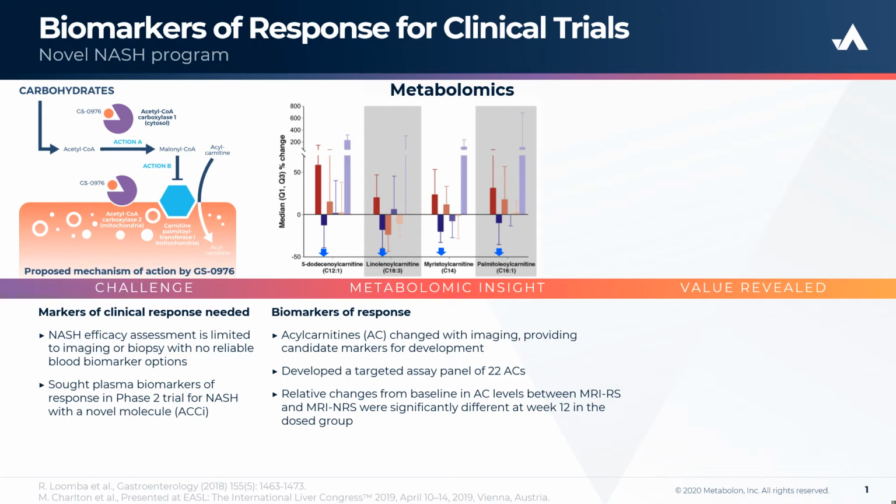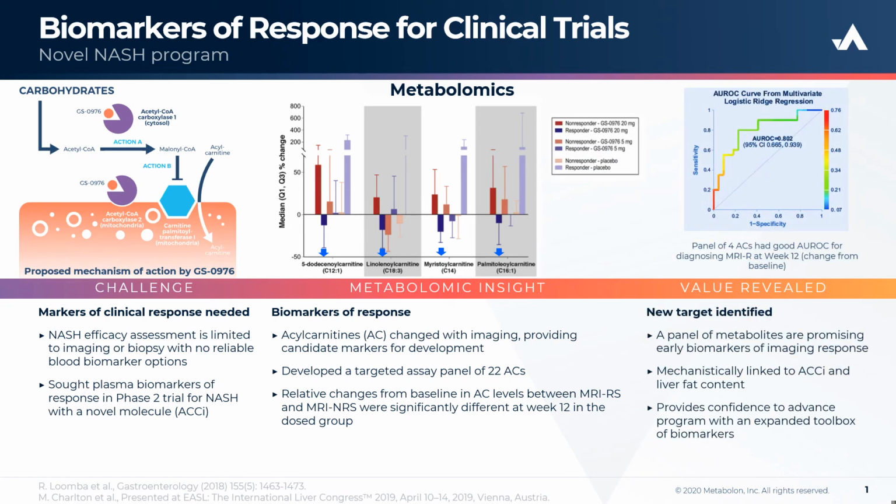A subset of metabolites, known as acylcarnitines, were found to be decreased in the responder group. Acylcarnitines are useful surrogates in assessing fat oxidation. Relative changes from baseline in ACC levels between responders and non-responders were significantly different at week 12 in the dosed group. A targeted panel of 22 acylcarnitines was then developed.